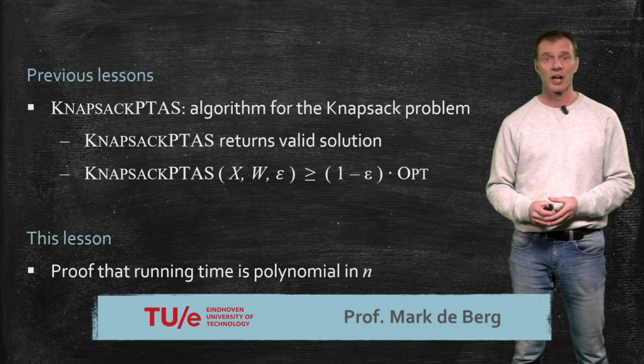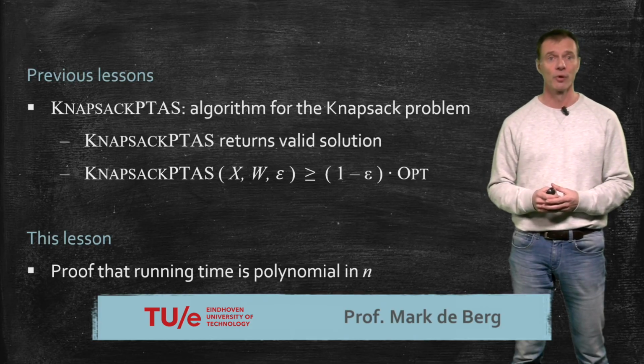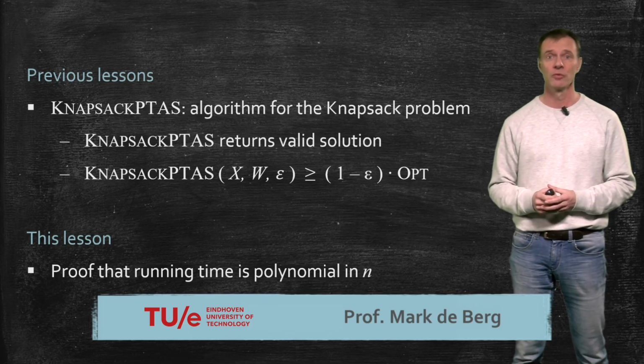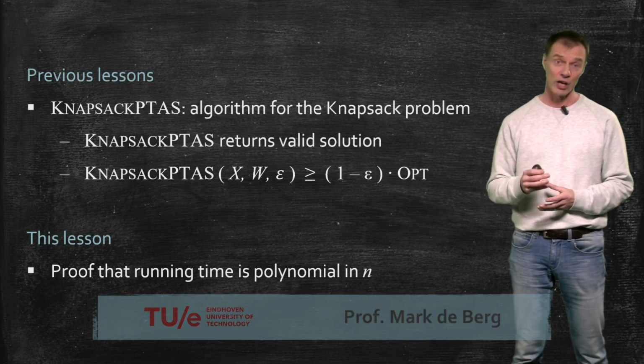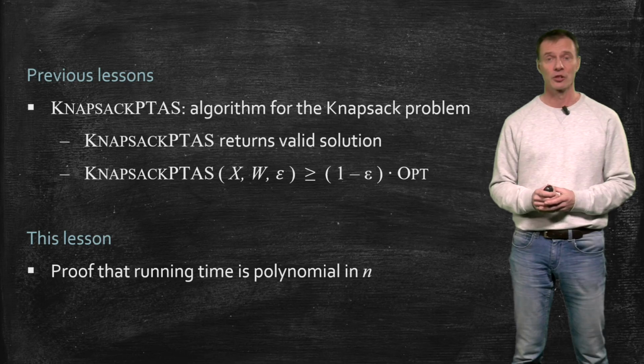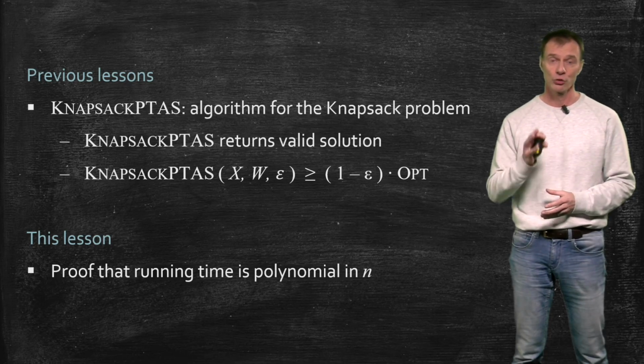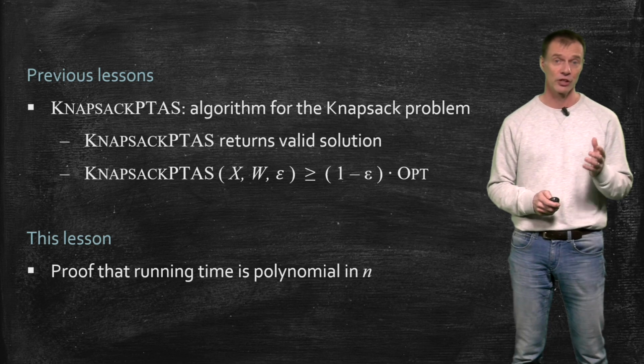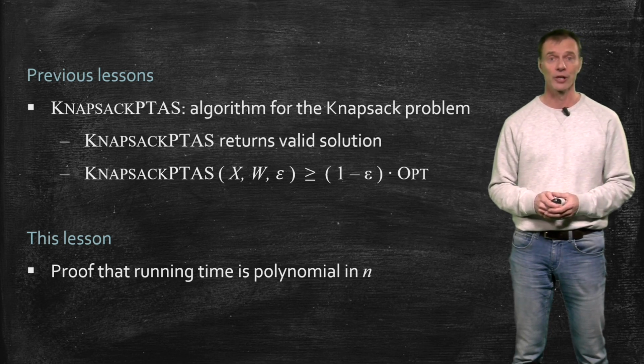In the previous lesson, I gave an algorithm for the knapsack problem, and we proved that this algorithm actually returns a valid solution, so a subset of weight at most W, and that the approximation ratio of our algorithm is 1 minus epsilon. To finish the proof that this is a PTAS, we now need to analyze the running time. And we need to prove that the running time is polynomial in n, the number of items.